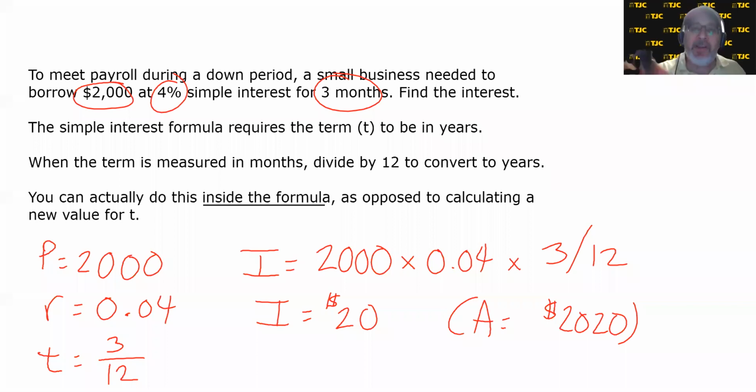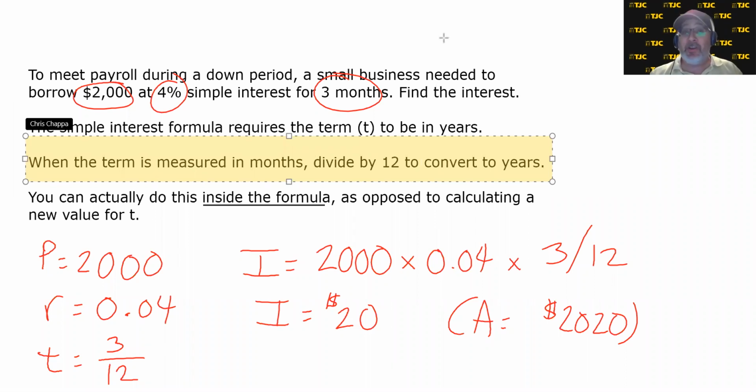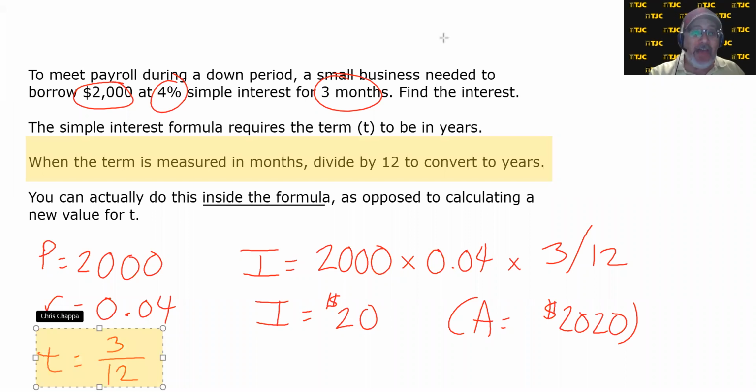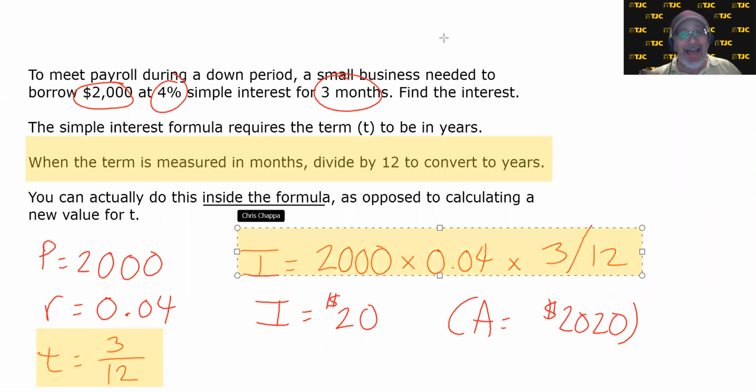So the point I wanted to make in this video was twofold. Number one, if your term is given in months instead of years, divide by 12 to convert to years. And secondly, it is perfectly acceptable to leave that division problem intact until you get out the calculator at the end. It's actually preferred because it doesn't invoke any rounding errors that might happen if you divide that fraction earlier and are forced to round it off as a decimal.